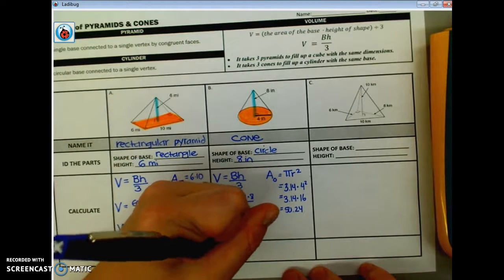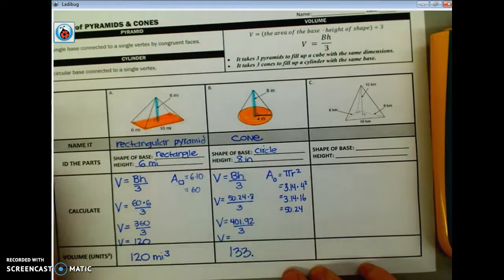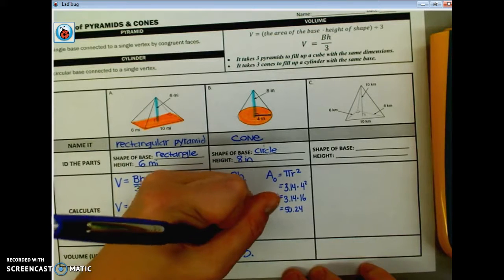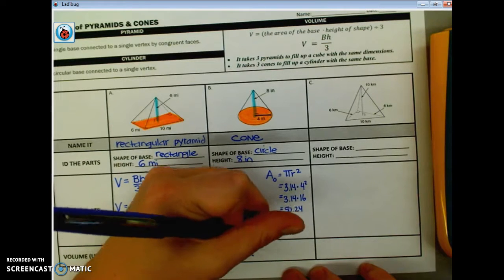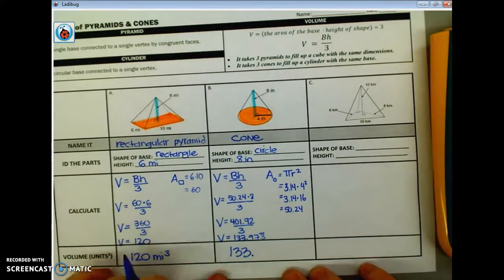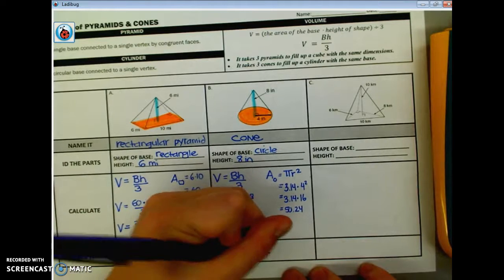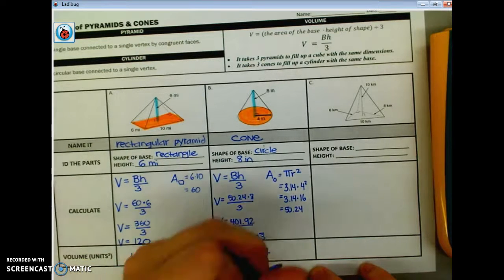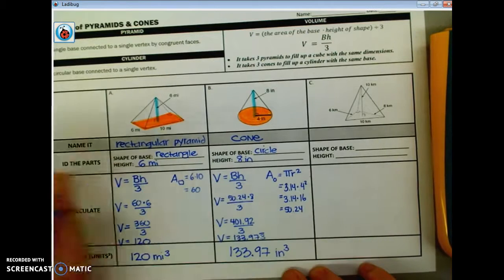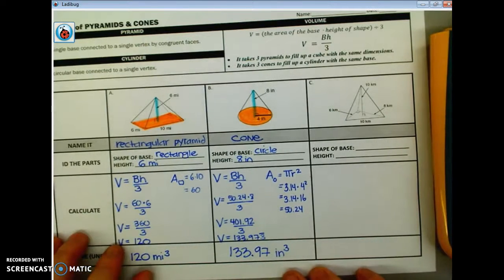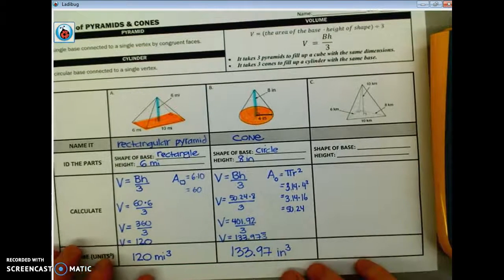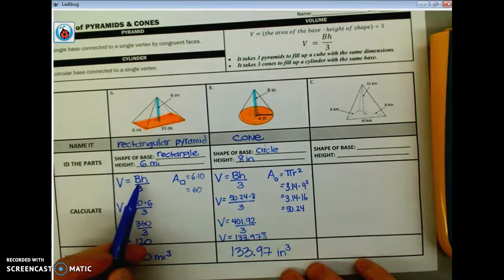And I get 133. It doesn't tell me where to round, so I'm going to round to the hundredths because that's usually a safe place to round. And that kind of works out because I get 133.973 repeating. So I'll write that, I'll record it down, but then for my final answer to show how I got it, I will show the rounding that happened. So I'll leave that as my final answer there, and inches cubed.